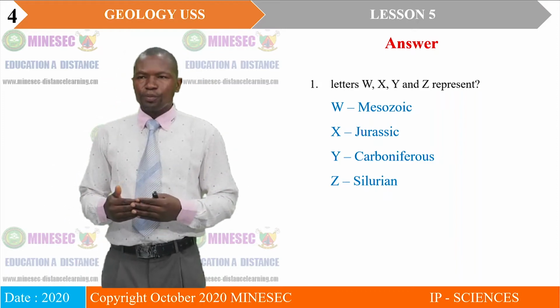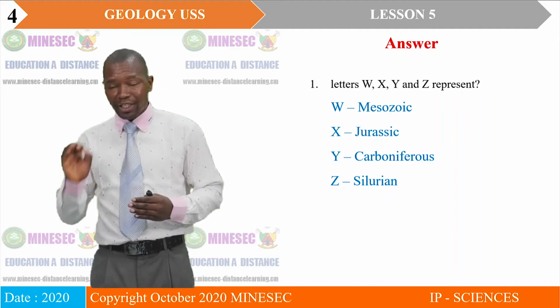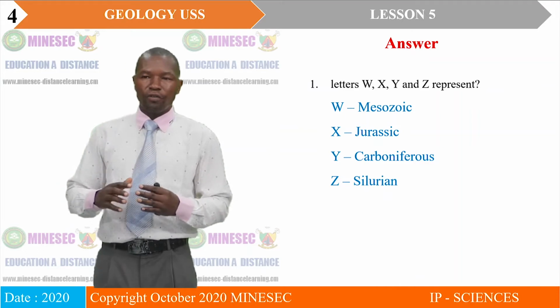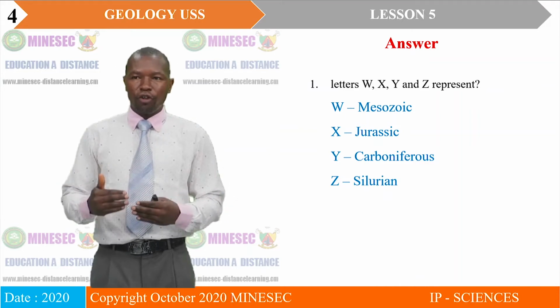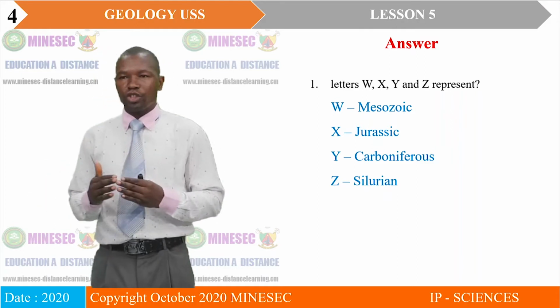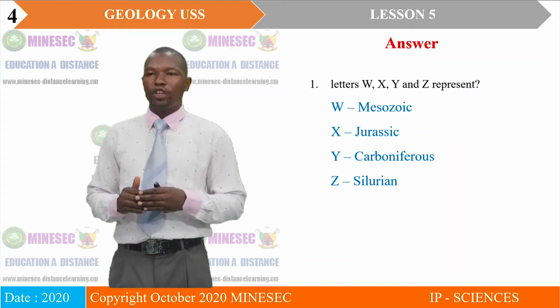Now, another way of putting it would have been to state their exact ages in terms of millions of years. If that happened, when you are stating for the era, you are going to give an age range, and then for the different periods, you give the specific ages.